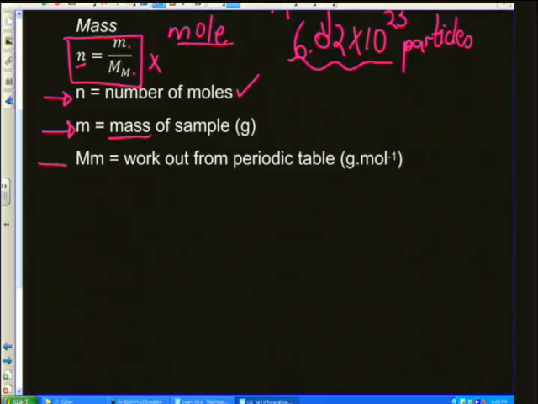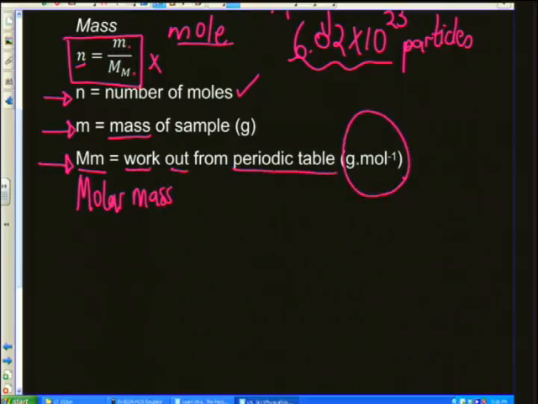And capital letter M, with a subscript m sometimes, or just capital letter M, is what we call the molar mass. It's the molar mass of that substance. And this you get by working it out from the periodic table, okay? And its unit of measurement is grams per mole, right?